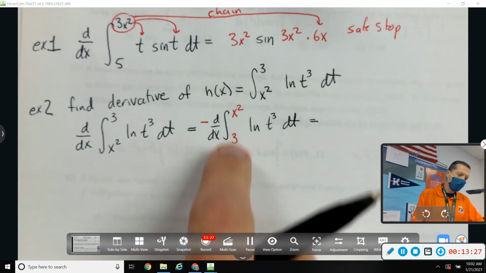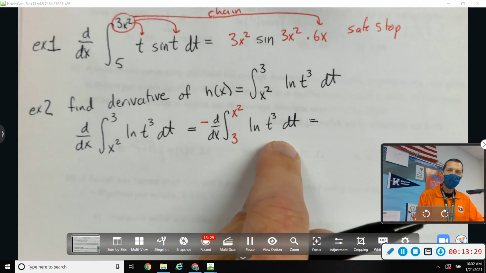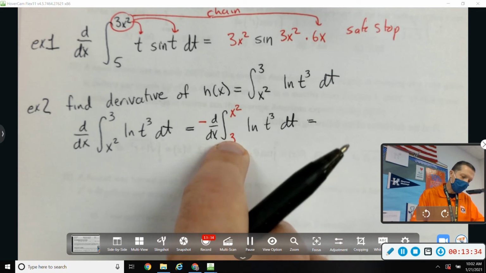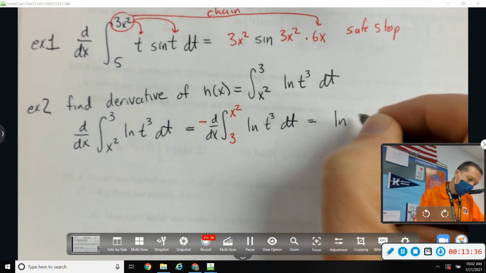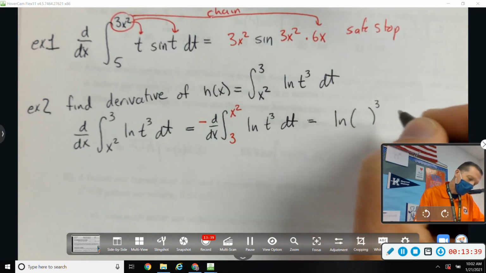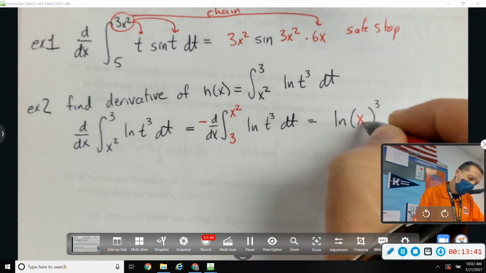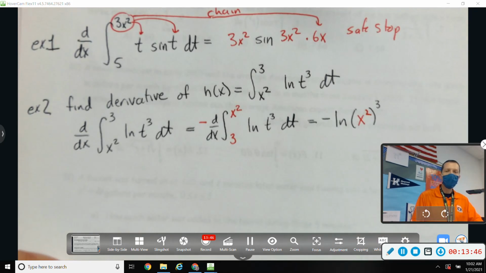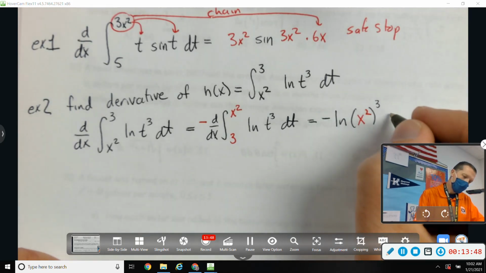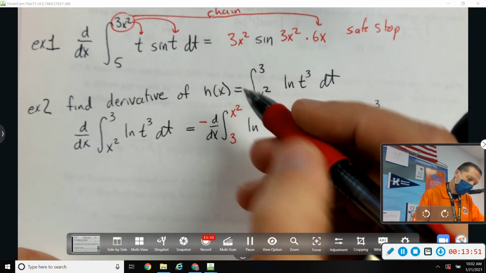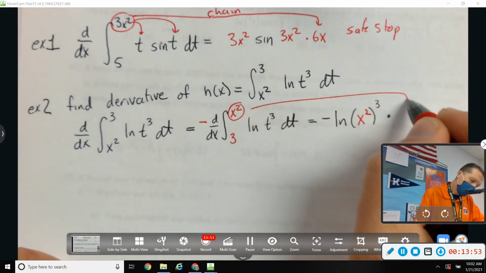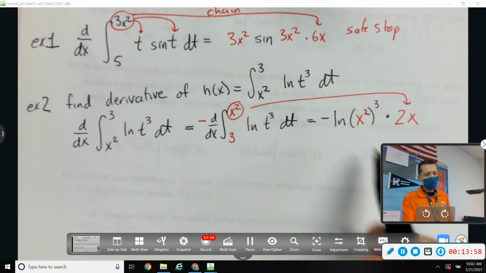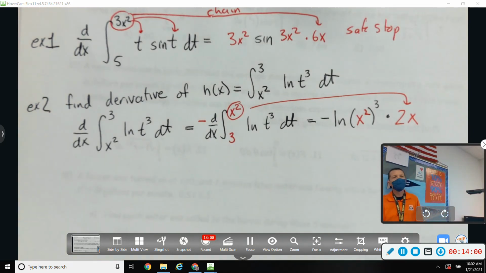All right, from here it's just plug in the top one and multiply by its derivative. So the d dx and the antiderivative kind of cancel each other out. So negative natural log of x squared cubed times chain rule 2x. And again, you could clean that up if you wanted to, but why bother?